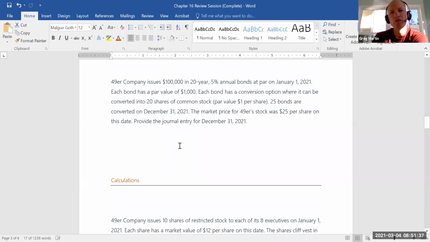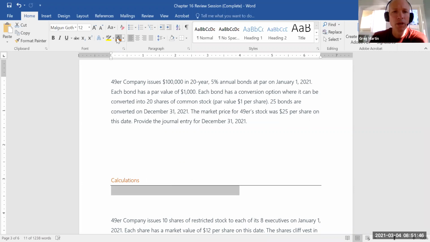So again, with the conversion, what we're doing is taking the bonds off of the books and issuing stock in their place. And so the calculation hopefully isn't too bad. The first part of it is taking the bonds off of the books. Now, since these are issued at par, it's a fairly straightforward journal entry.